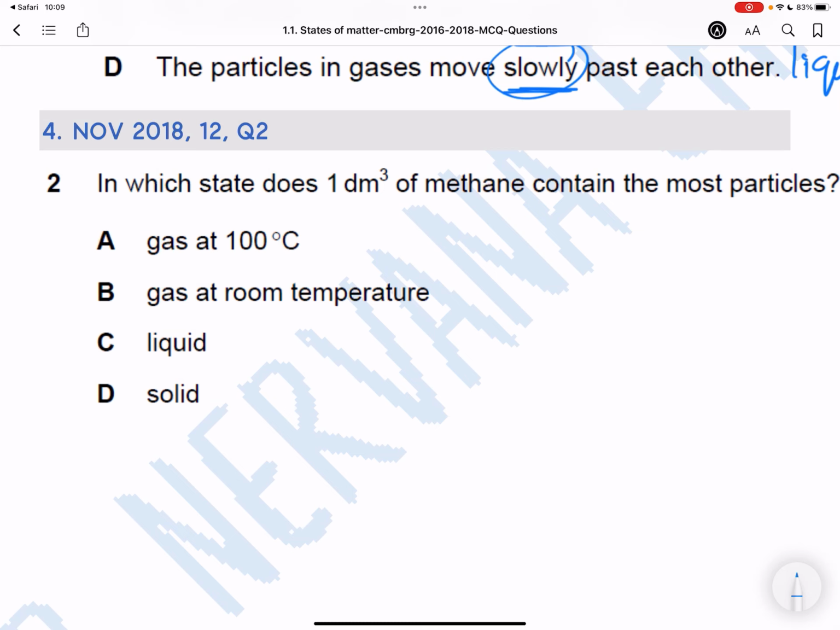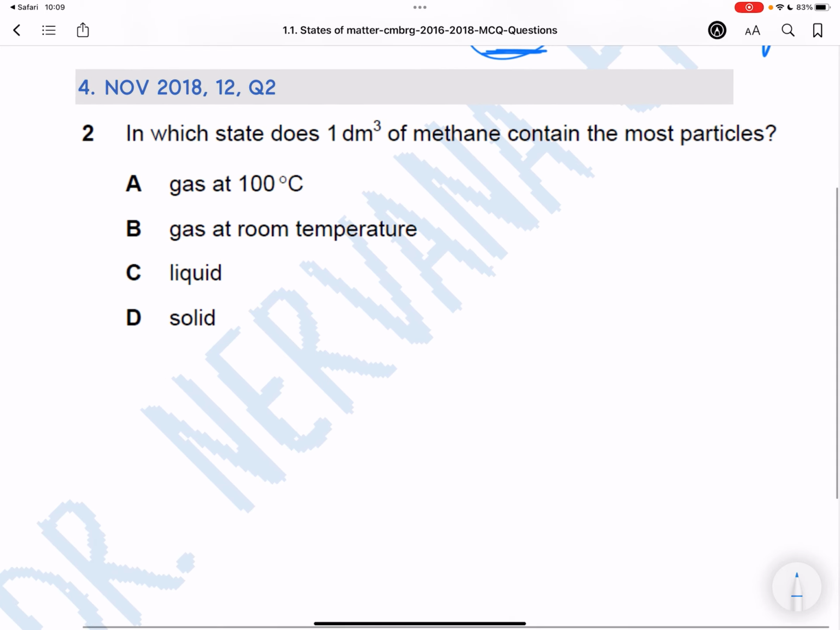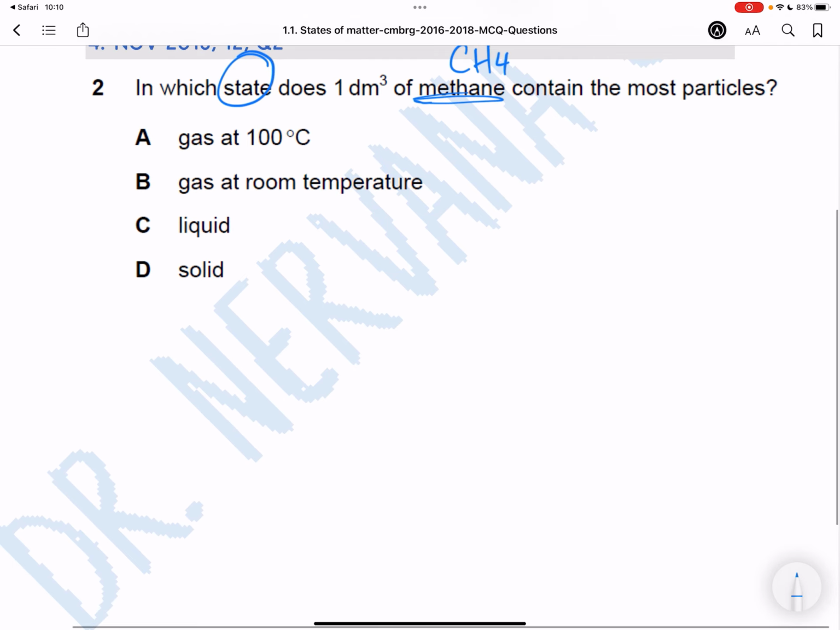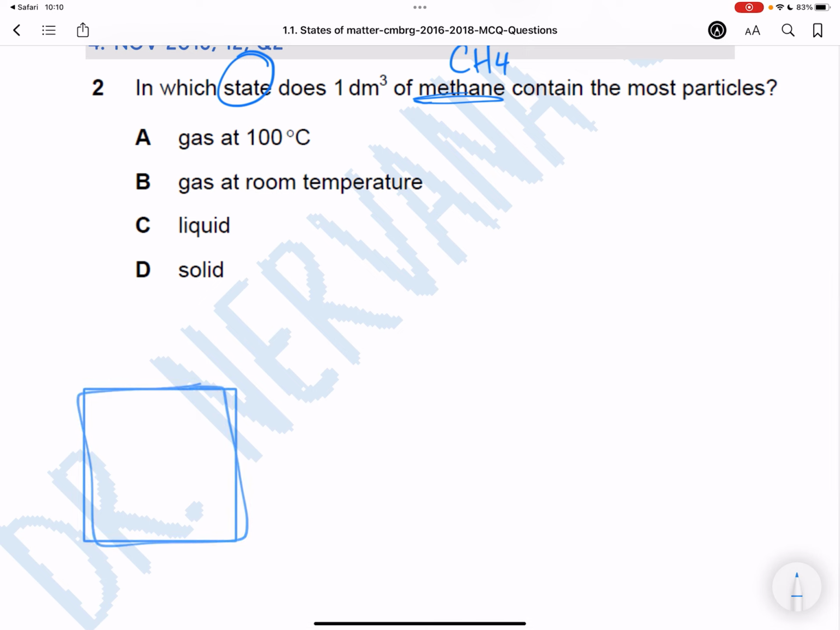In which state does 1 decimeter cube of methane contain the most particles? Now, methane, you will study later in the syllabus, has the formula CH4, but it's asking in which state: solid, liquid, or gas. So basically, we are going to draw 3 boxes that are approximately equal to each other.